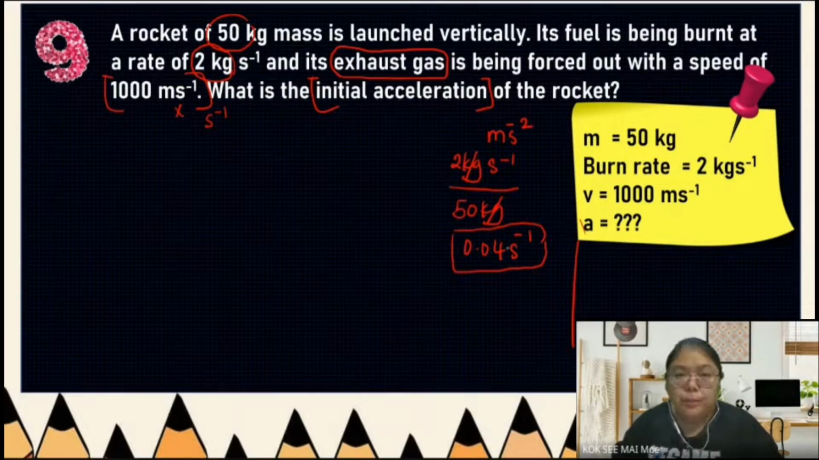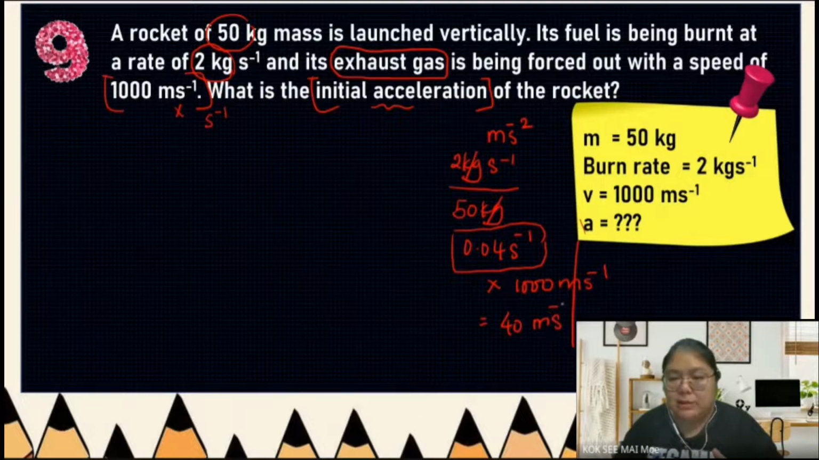Then I want to make it become acceleration, so I need to change the unit to m s^-2. So I need to multiply with the velocity, which is 1,000 m s^-1. When I multiply, I get 40. My unit becomes m, then s^-1 plus s^-1 becomes s^-2. So this should be the final answer. I get the acceleration. So this one is based on the unit, and then I get the answer.